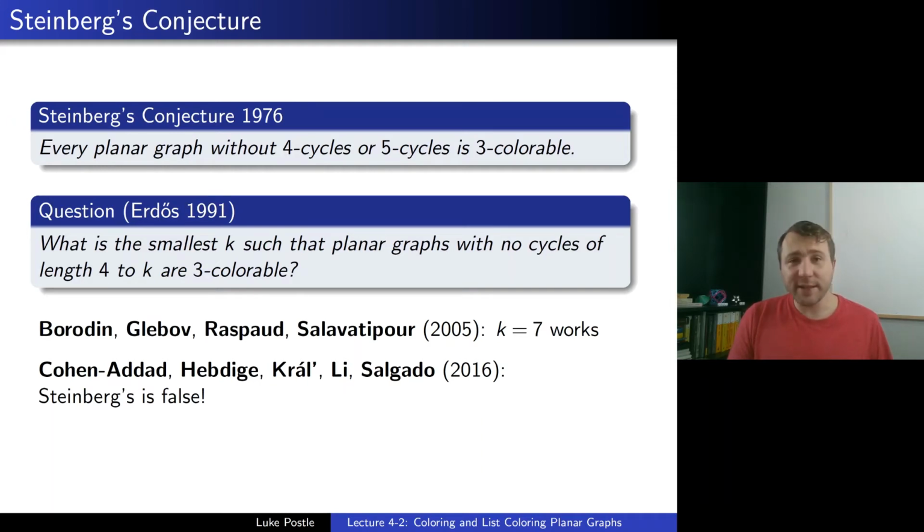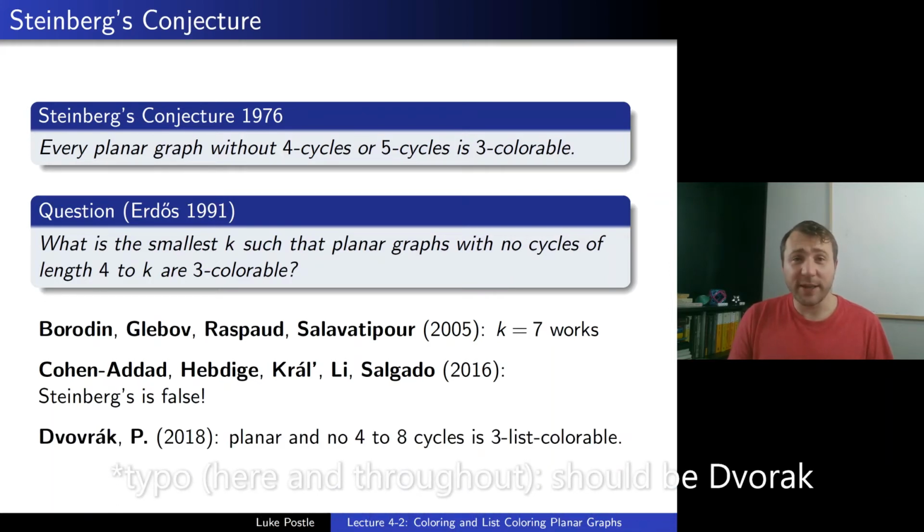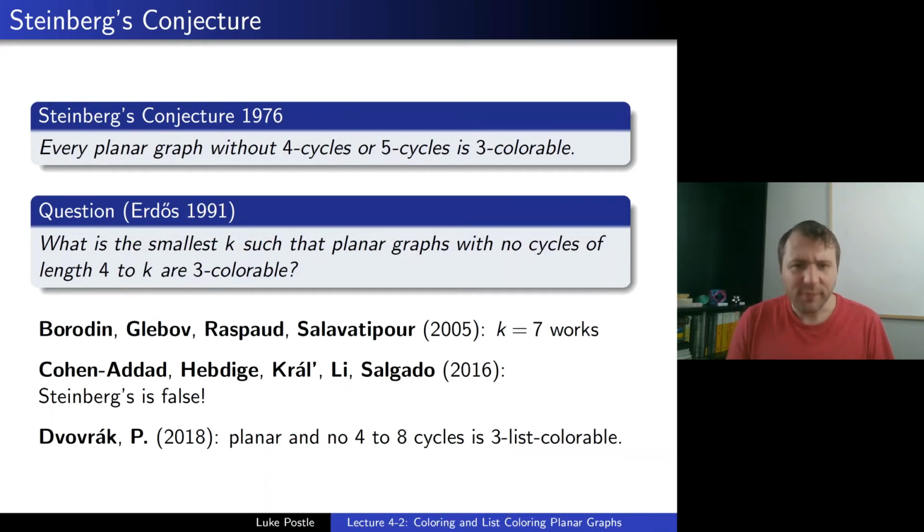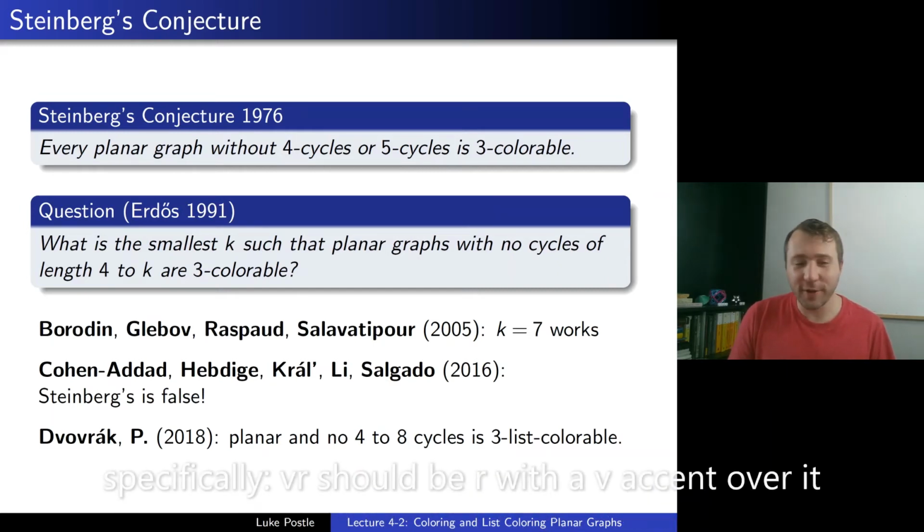And then you might ask, lastly, what about list coloring? It was known to be false for list coloring even long ago. But while 4 to 6 may be open, 4 to 7 is also open for list coloring, because the best result is by Dvořák and myself that showed that no cycles of length 4 to 8 implies 3 list colorable if you're planar. And that's a 2018 result. So this is the state of excluding cycles.